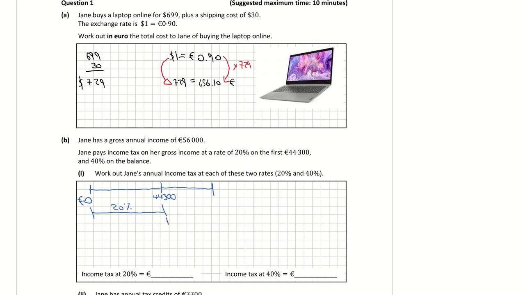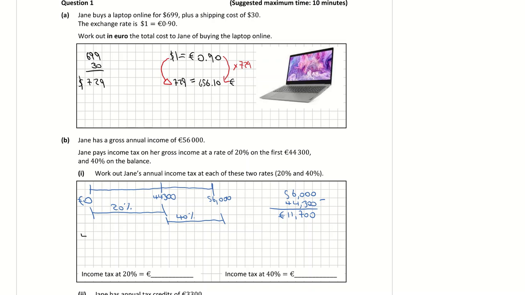The remainder is going to be at 40%, but that remainder is the full amount of the wages, 56,000, subtract the 44,300. So that's my first step. I'm going to go 56,000 subtract 44,300 euro, and that gives me 11,700 euro. So this portion in here at the 40% is 11,700 euro. So I just need to work both of those out.